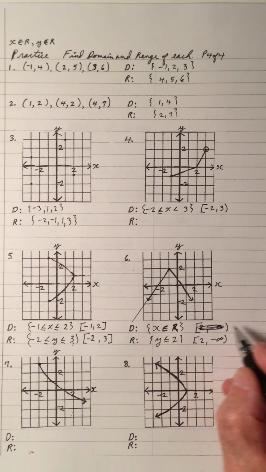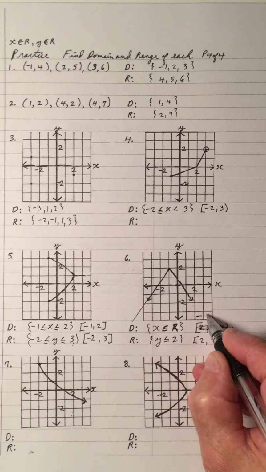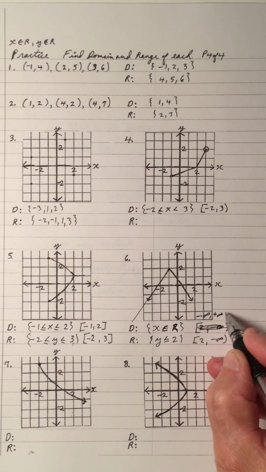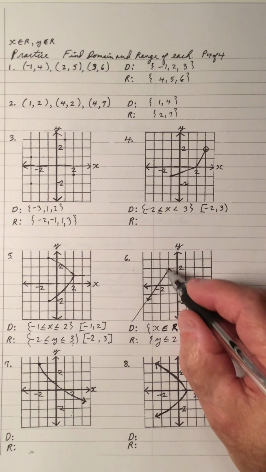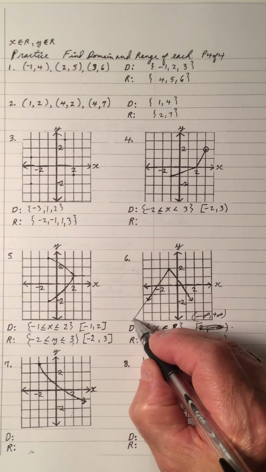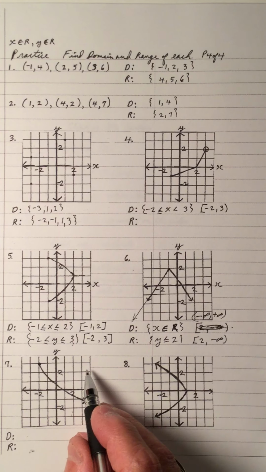So the reals are negative infinity to positive infinity for all real numbers. Sorry about that. All the x's are being used in the graph. Number 7.